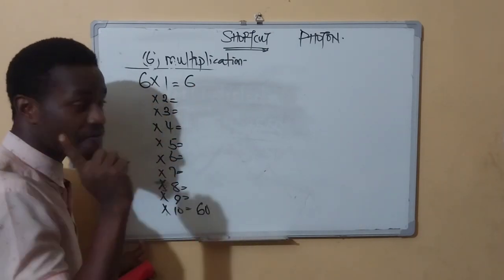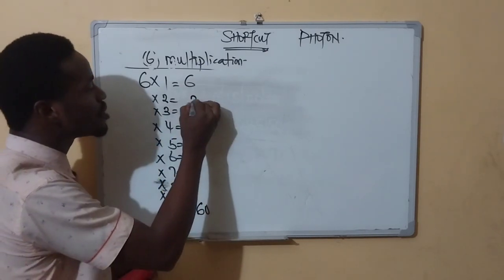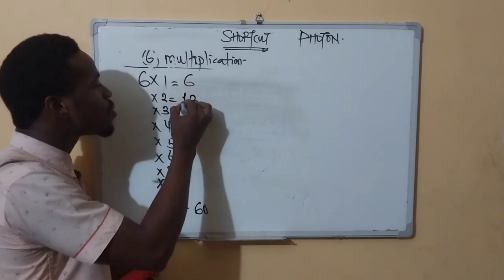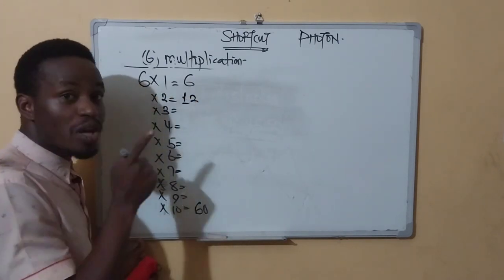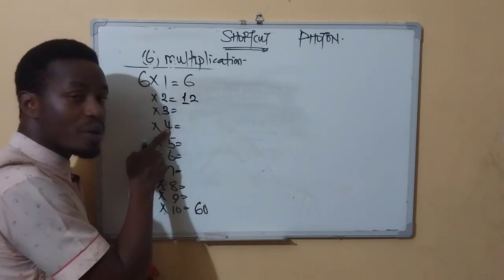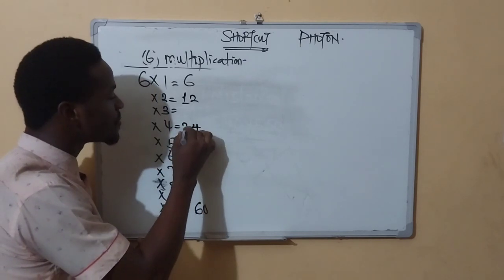Now, watch this. It's a very, very, very expensive trick. The last value here being 2, you write 2. Then you find half of 2. Half of 2 is what? 1. This only works for the even numbers, not the odd numbers. So 3 is an odd number. You skip it. 4 is even. You write 4. Half of 4 is 2.